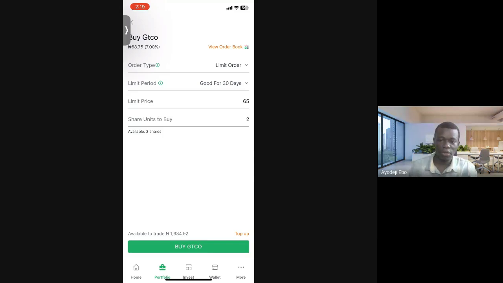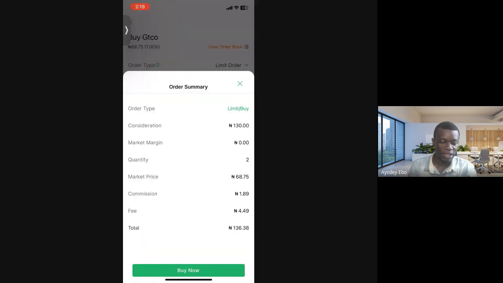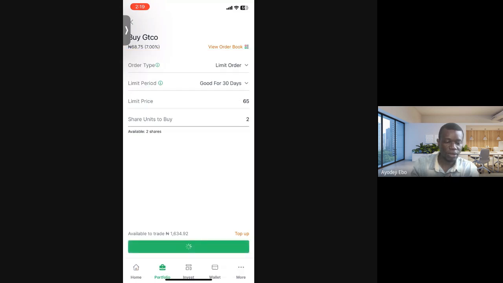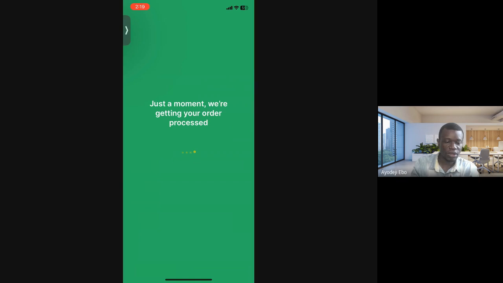You are able to get it at a very good price, and whatever the market is doing doesn't bother you. You can see there's no market margin, because the system already knows the price I want to buy and is able to give me the right calculation for the stock. So if I click on buy now, it says temporarily down. What's going on? Is it the network? Let me just try again.